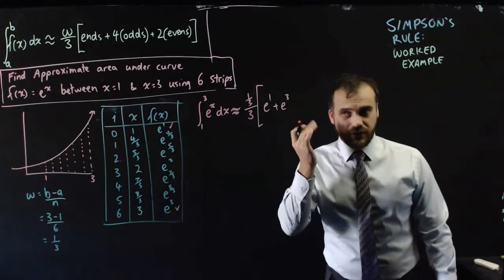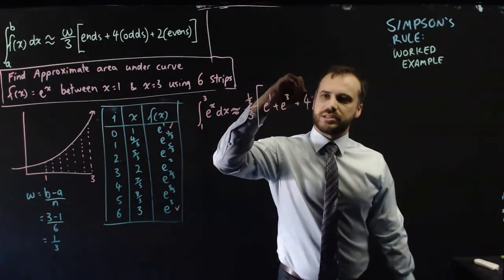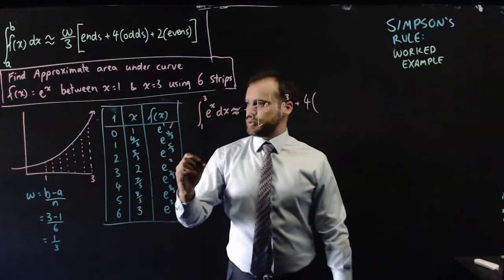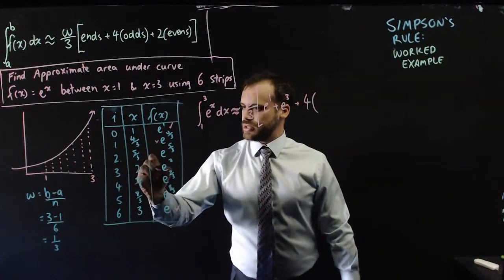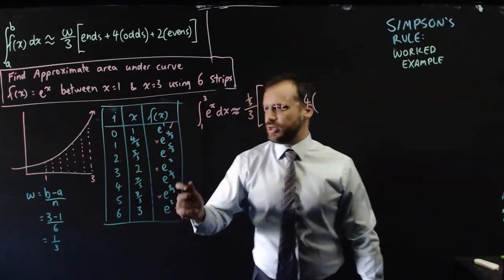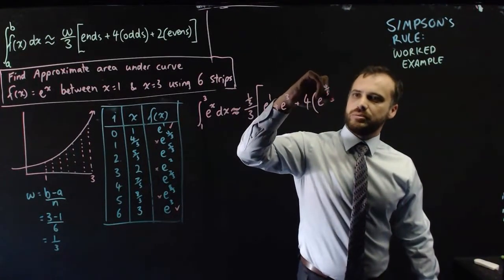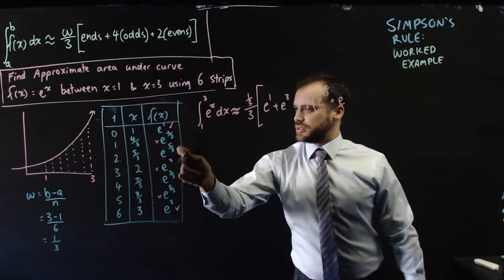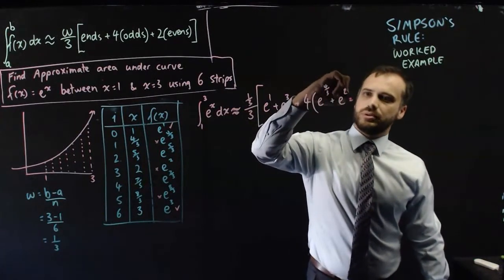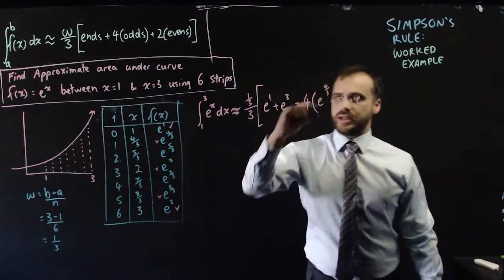The next bit we do is 4 times the sum of the odds. Okay, which ones are the odds? This one's an odd, this one's an odd, and this one's an odd. And so we're going to do 4 times e to the 4 over 3 plus e to the 2 plus e to the 8 over 3.